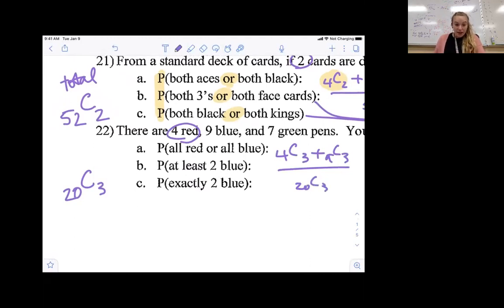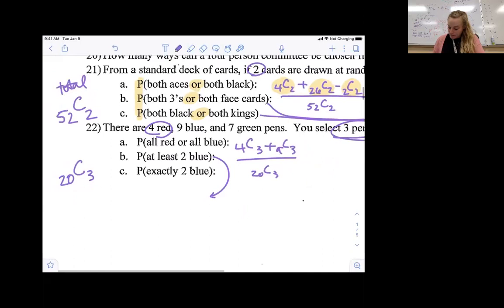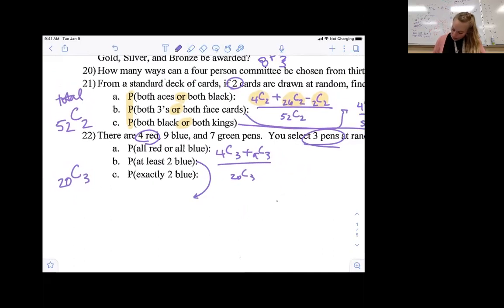Now, the next one is going to be interesting. This one we're multiplying because we want at least 2 blue. So we can have a couple different options. All of it's over 20 choose 3. We could have 2 blue pens, so we could have 9 choose 2, and then times the rest of the pens, choose 1.